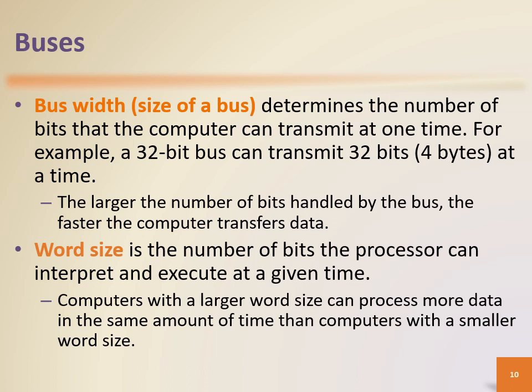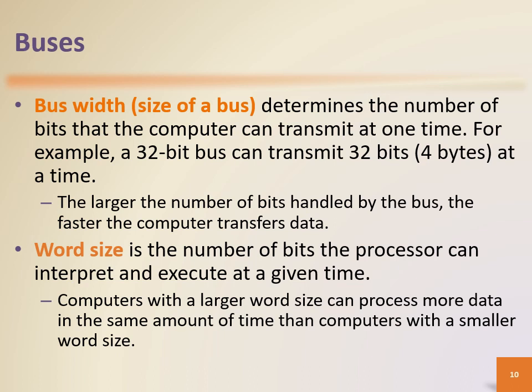Then we have the word size. Word size is the number of bits your processor can interpret and execute at a given time. In a 64-bit processor, in most computers, the word size is the same as the bus width. A computer with a larger word size can process more data. The bigger the word size, the more data will be processed, okay? In the same amount of time. And if your computer has a smaller word size, it will process less data at one time.